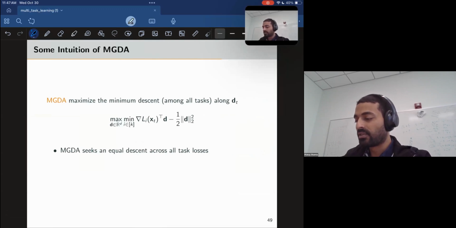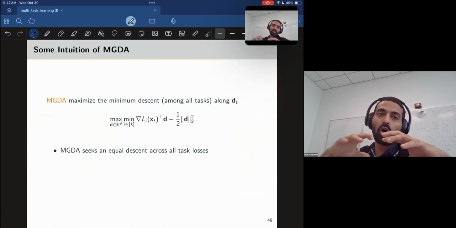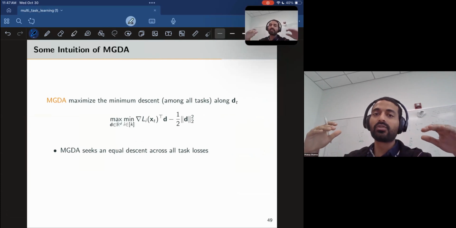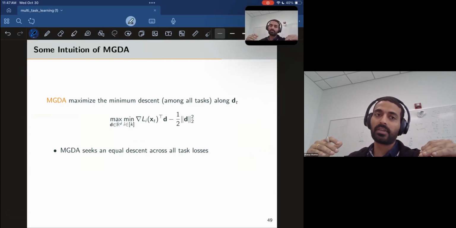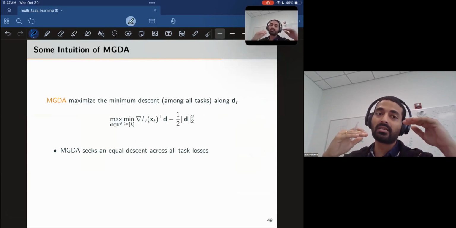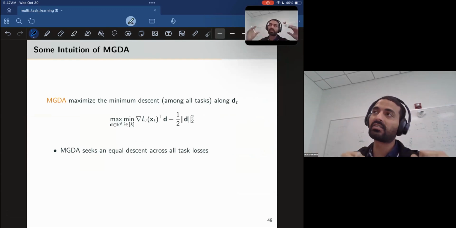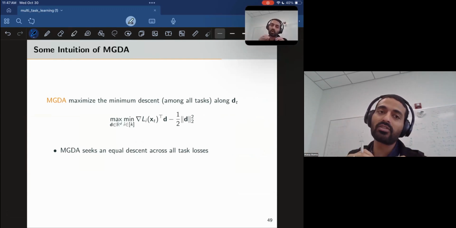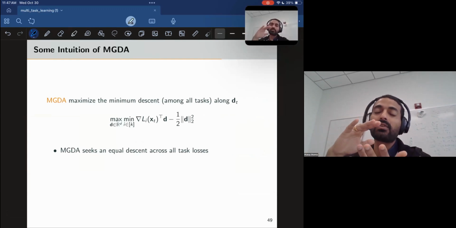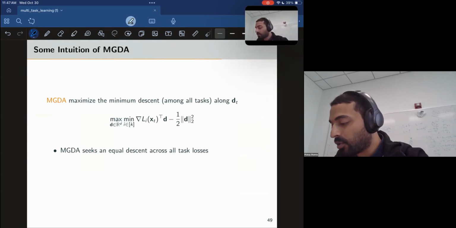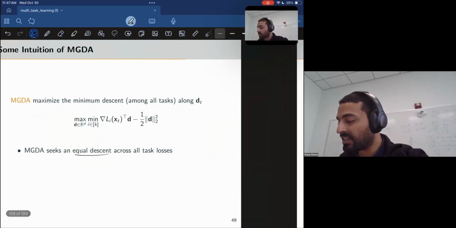So MGDA maximizes the minimum descent. So it sort of tries to make sure that all the task losses are reduced by the same amount, right? If you have multiple quantities and you are trying to make sure that the smallest of them is also large, you're sort of equalizing all of them, right? So it seeks equal descent across all task losses.